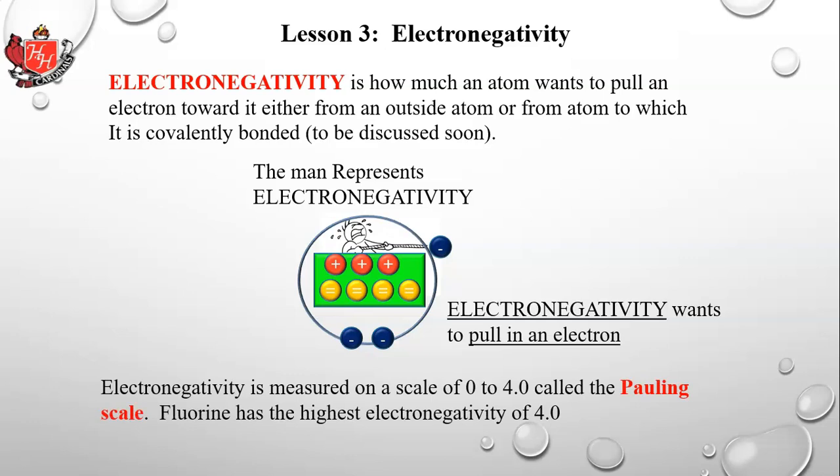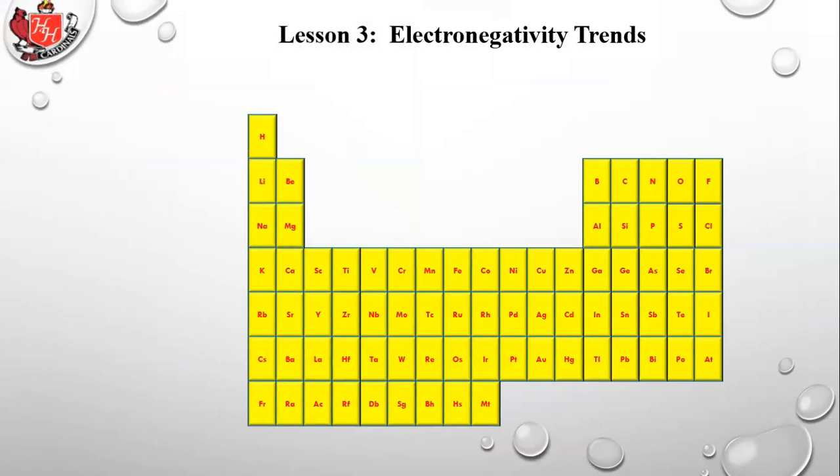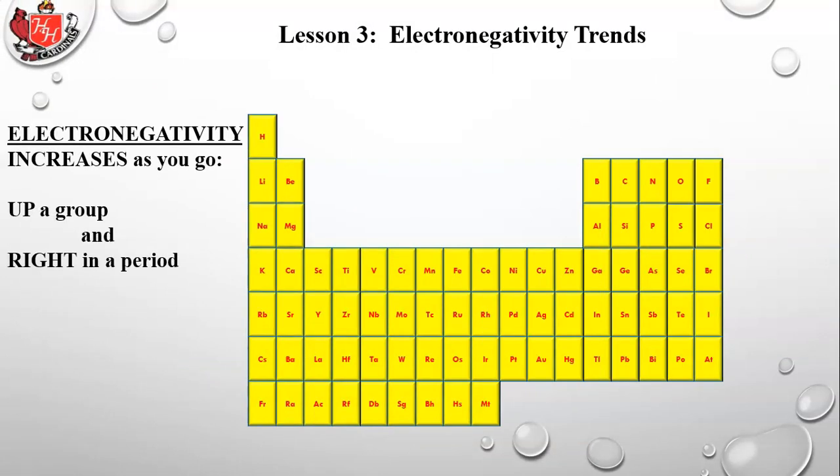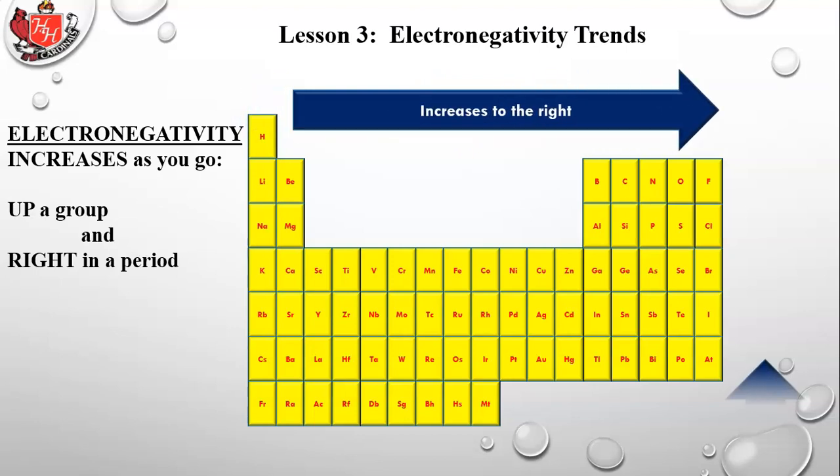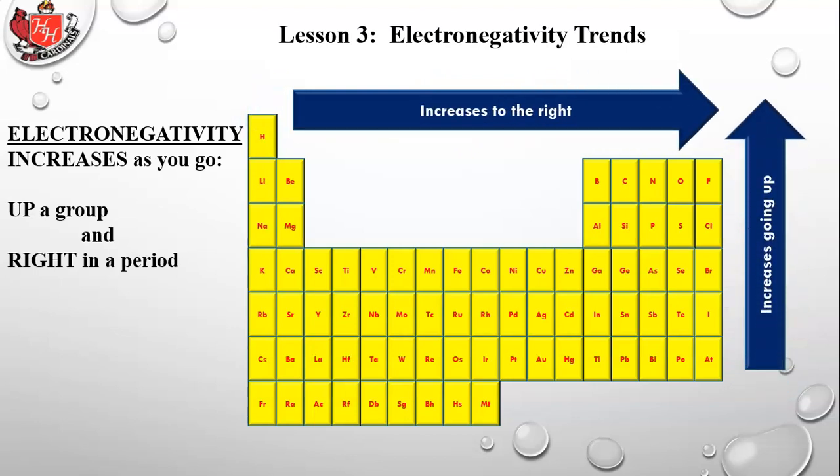Electronegativity is measured on a scale from 0 to 4 called the Pauling scale. Fluorine has the highest electronegativity at 4.0. So let's look at the trends in electronegativity across the periodic table. Electronegativity increases as you go up in a group and right in a period. So it's exactly the same pattern as ionization energy. So the upper right-hand corner, those atoms, that would be nitrogen, oxygen, fluorine, chlorine, have the highest electronegativities.